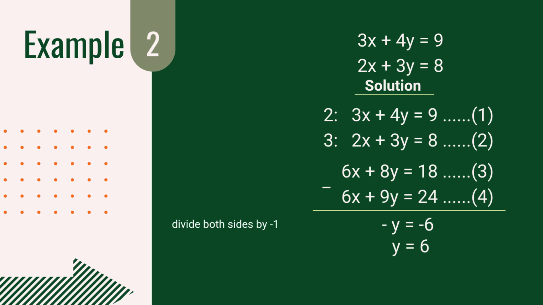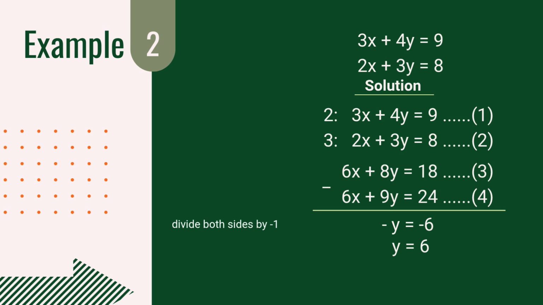Now let's try another example. We have 3x plus 4y equals 9 and 2x plus 3y equals 8. This is an examination question. So the first step is to number your equations. So we call the first one equation 1, and we call the second one equation 2.